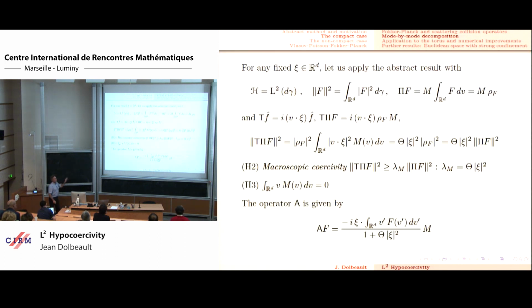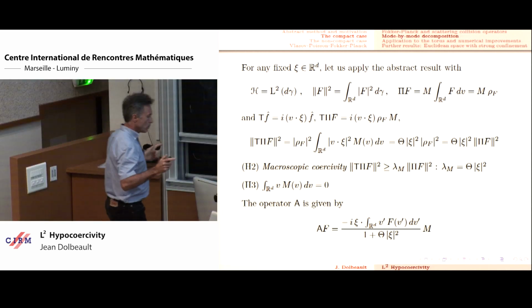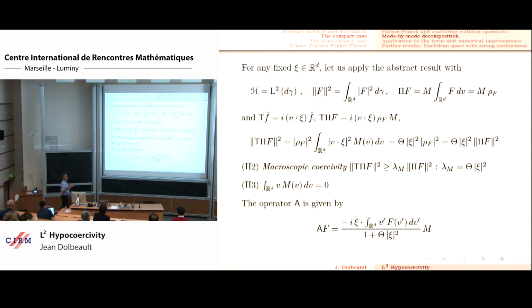So, well, okay, just a few slides to show you that this is really tractable. So the space here, xi is considered as a parameter, so I fix it. If you work on the torus, xi is just made of integers. If you are on the whole space without confinement, well, xi is a real valued vector. Okay, and actually you can play with both cases.